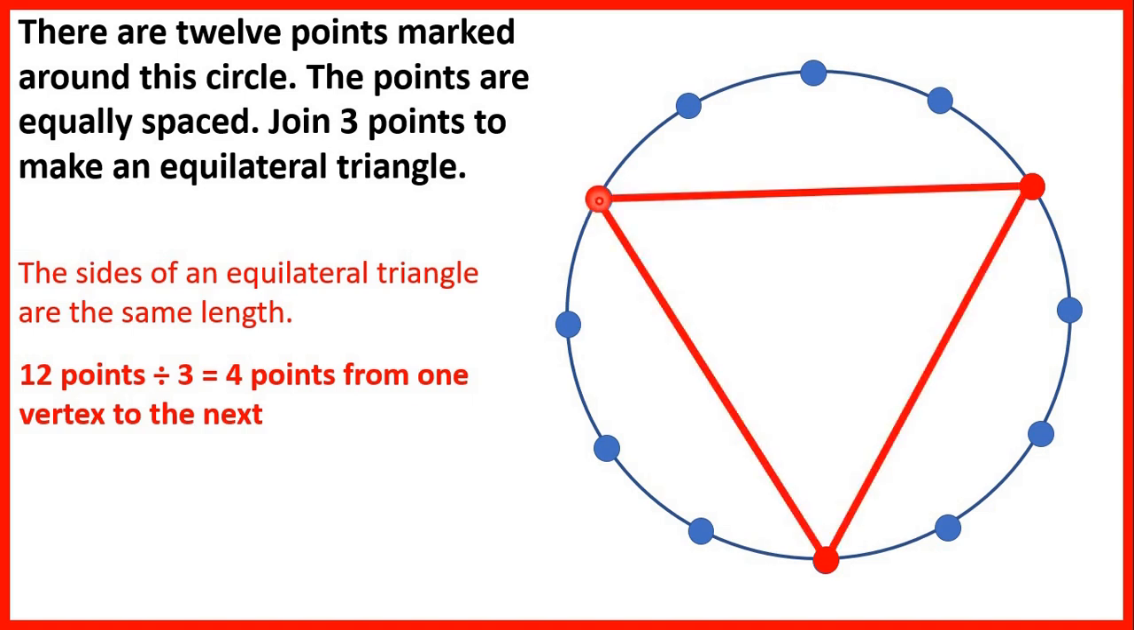So then we can join up our points and we have an equilateral triangle because all of our lines are the same length and all of the angles are the same size. So remember, angles in an equilateral triangle are always 60 degrees. Now there are lots of possible answers for this question, but as long as you've left 3 points between each of the points that you've joined, then you have the correct answer.